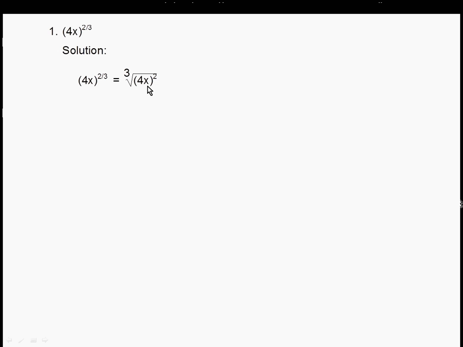Now, if you're feeling really ambitious, 4 squared is 16. So either one is acceptable. So if the problem has parentheses around something, you just keep the parentheses.